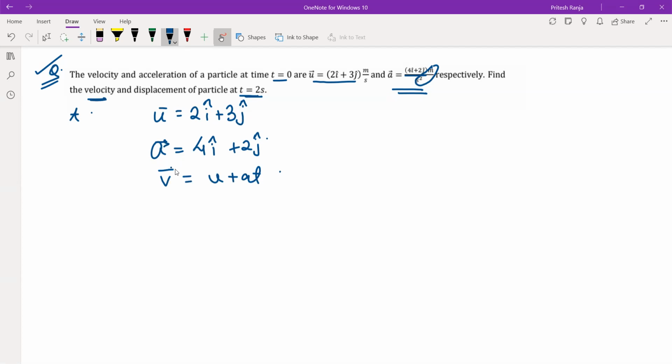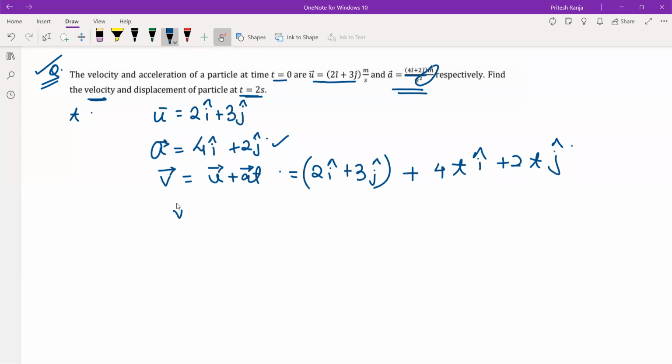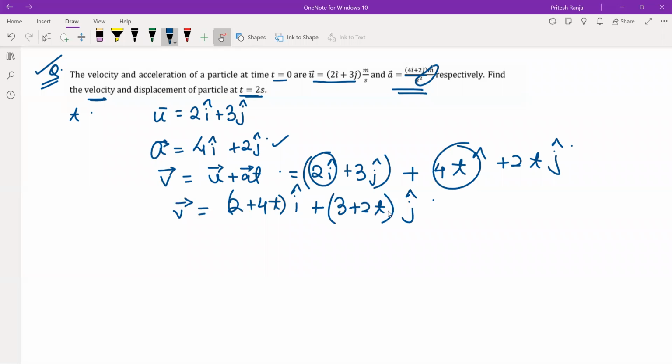So in two dimensional motion, let us convert them in terms of vectors. So this will become our equation. This will give us 2i cap plus 3j cap plus a into t, what will it become, 4t i cap plus 2t j cap. From here the velocity vector is, let us combine the coefficients of i together, 2 plus 4t i cap plus 3 plus 2t j cap.